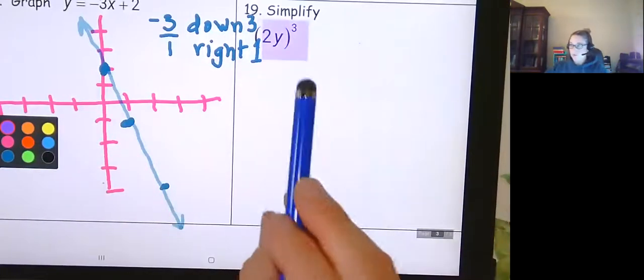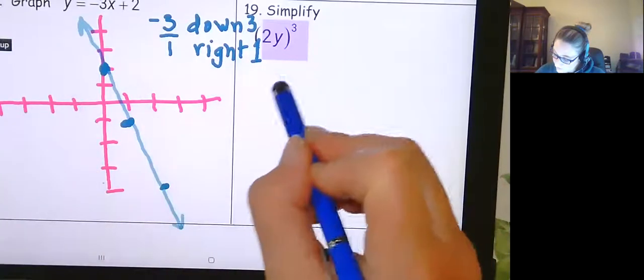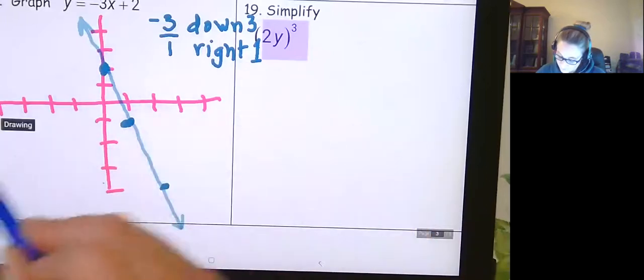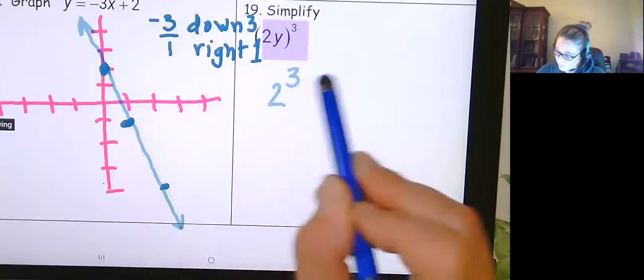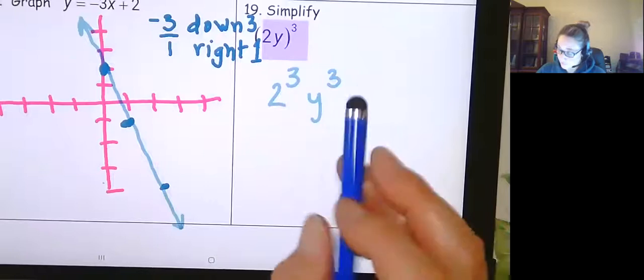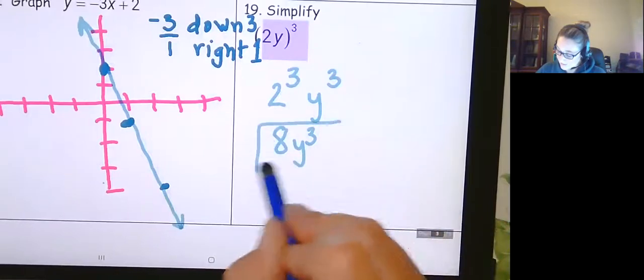Okay, so this 2y is being raised to the power 3. So my 2 is being raised to the power 3, and my y is being raised to the power 3, and 2 to the third is 8, 8y to the third, and that's your answer.